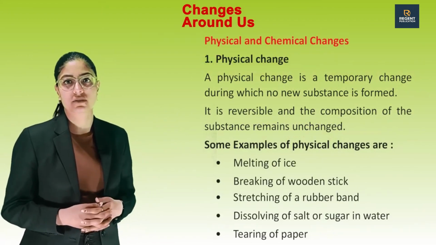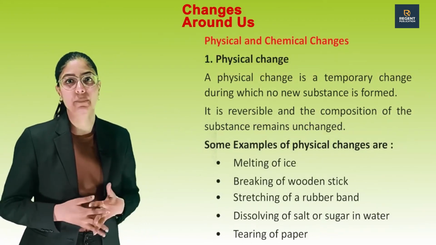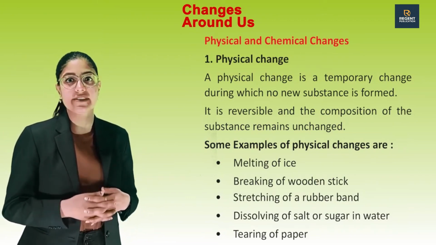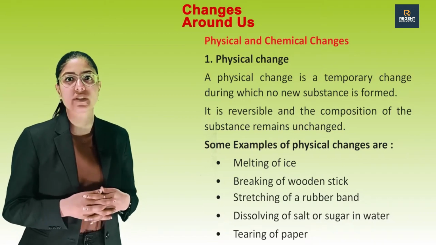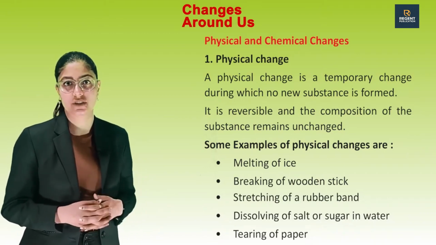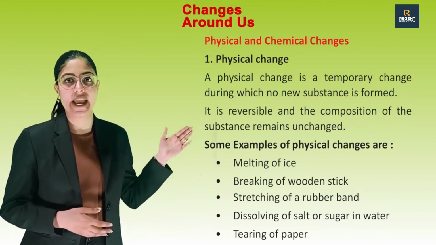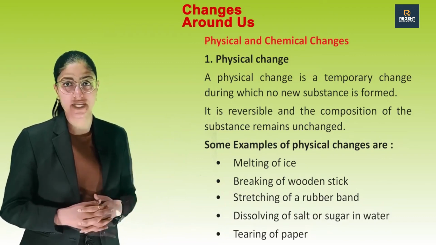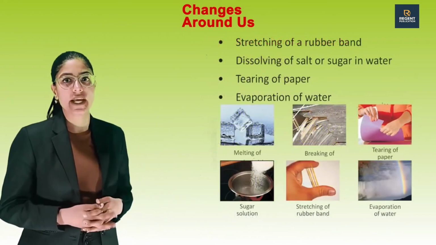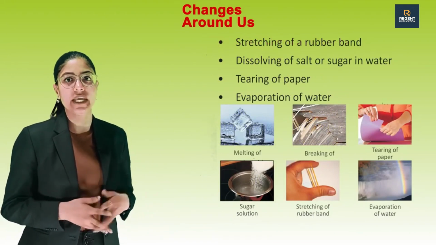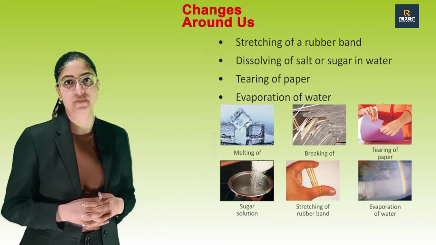Physical changes. A physical change is a temporary change during which no new substance is formed. It is reversible and the composition of the substance remains unchanged. Some examples of physical changes are melting of ice, breaking of a wooden stick, stretching of a rubber band, dissolving of salt or sugar in water, tearing of paper, evaporation of water.